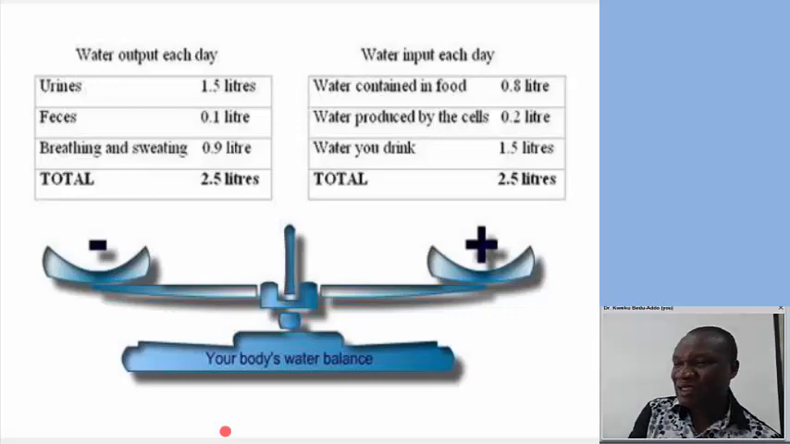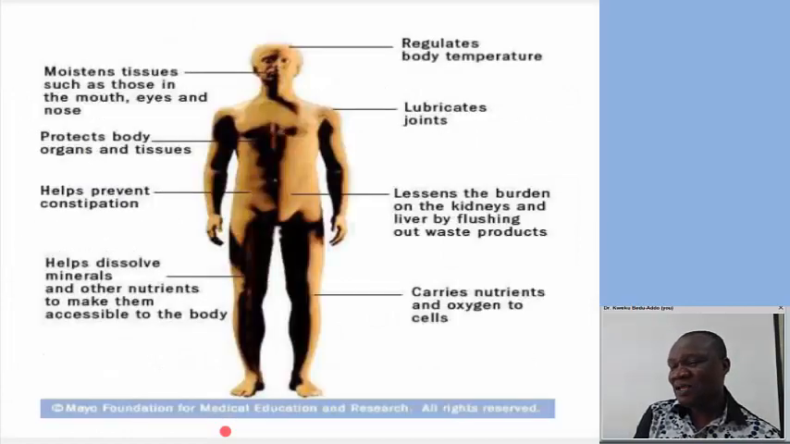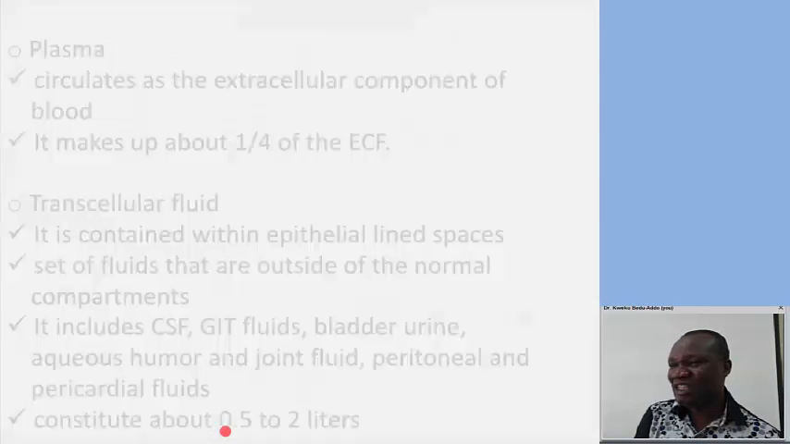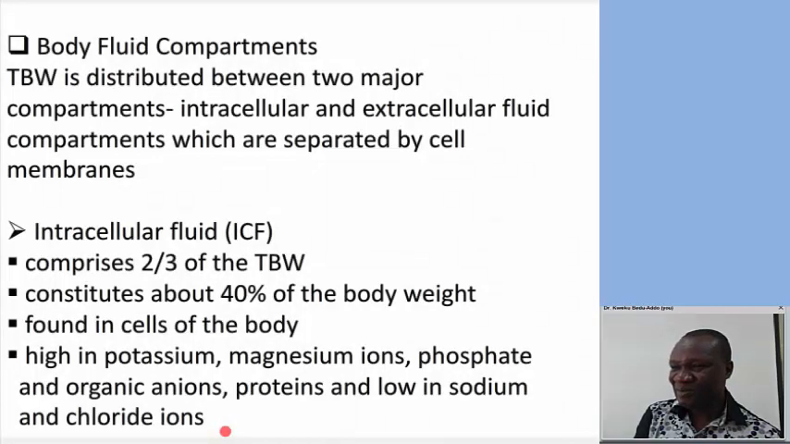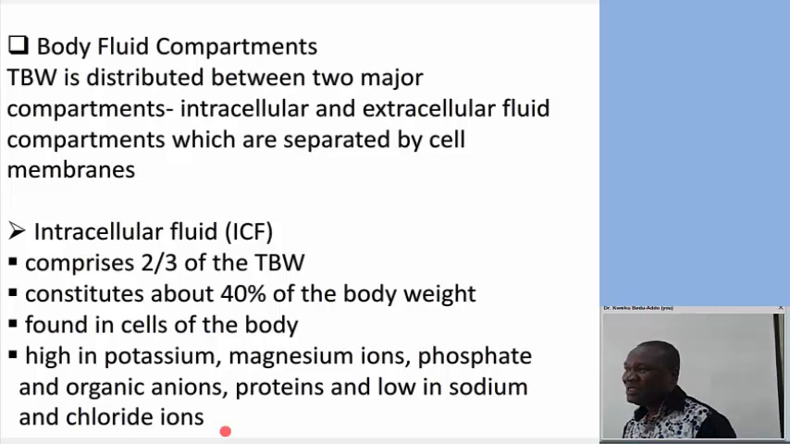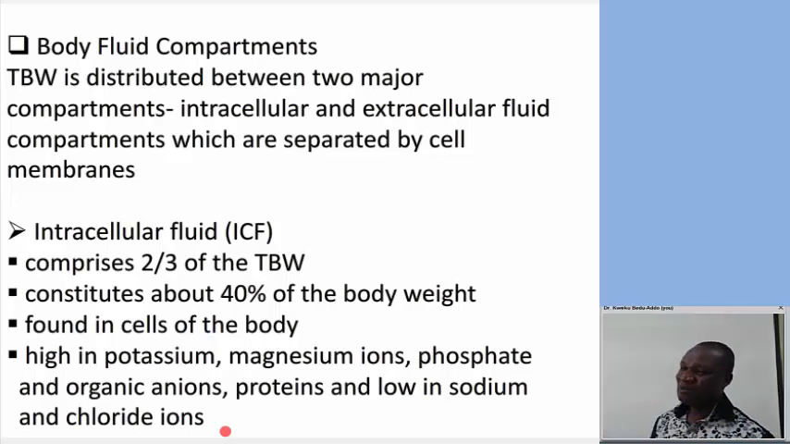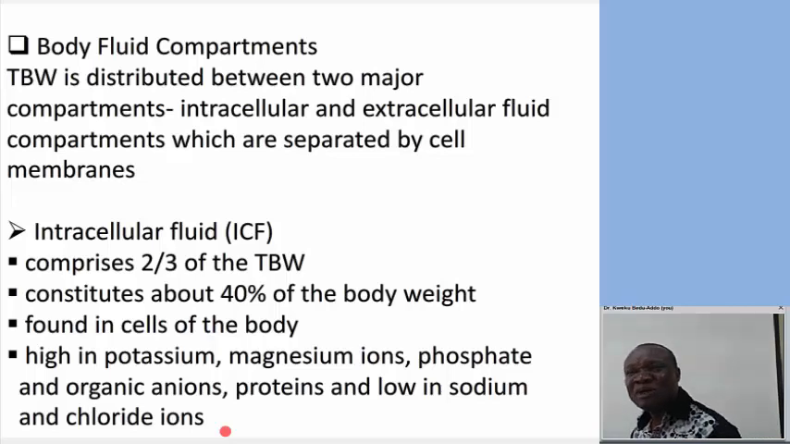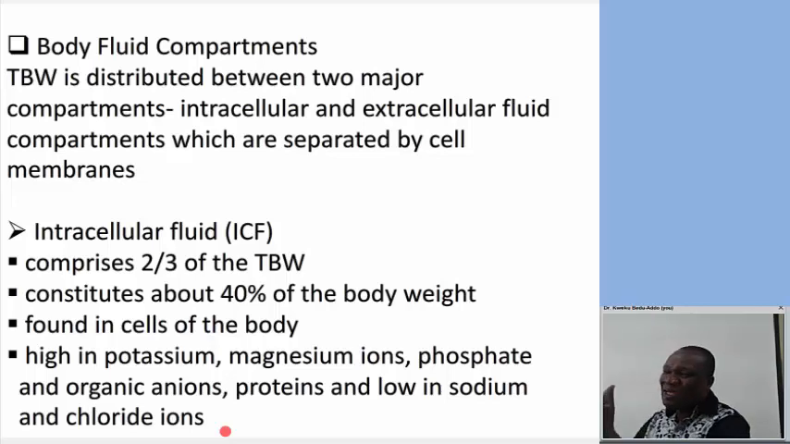Now, we're going to look at the body water, as I mentioned, body fluid compartments. Now, the total body water is not contained in only one compartment. It is distributed between two major compartments. We have the intracellular and extracellular fluid compartments. Now, these two fluid compartments are separated by a plasma membrane or a cell membrane.